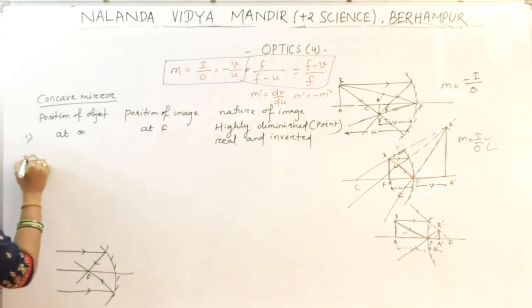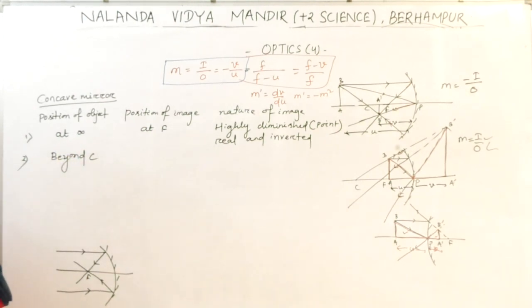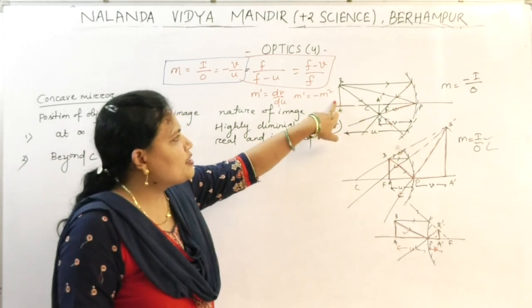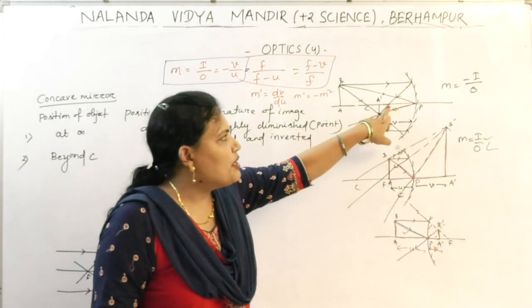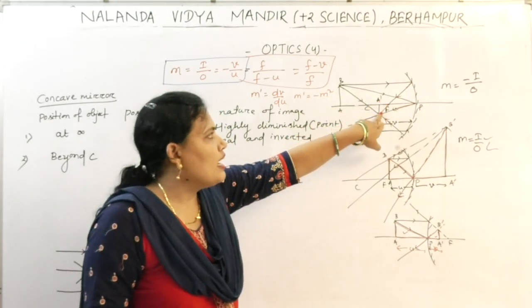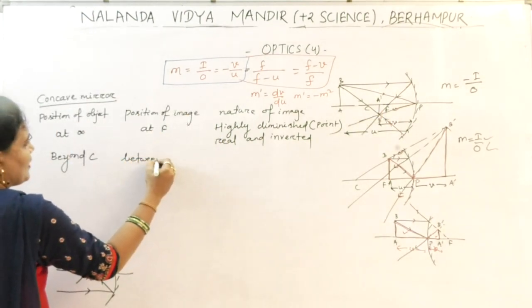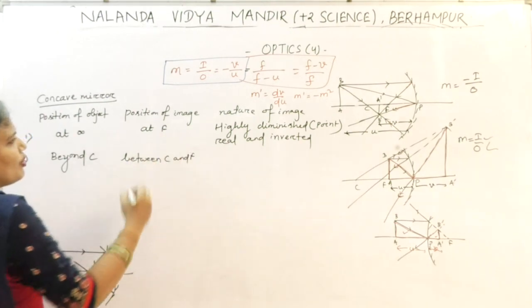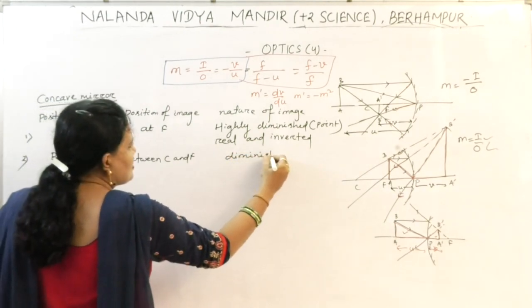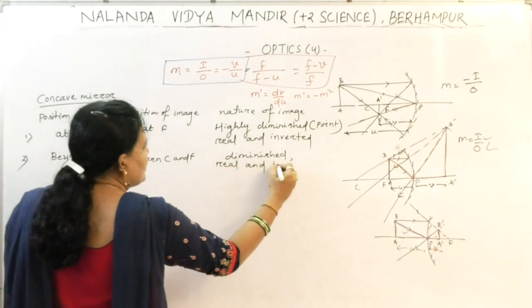Second case, let the object be beyond C. See this diagram. If the object is beyond C, where do we get the image? Between C and F. We have already discussed this ray diagram. So the image is between C and F. What is the nature of the image? The image is diminished, real and inverted.